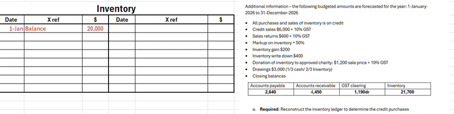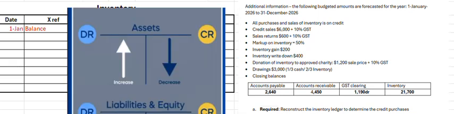Now we work through this additional information, and again, the rules of double entry come into play here. Anything that will increase the balance of our inventory, which is an asset, will be a debit entry, and it's important that we get our cross-referencing correct. Anything that decreases our inventory, which again is an asset, will be a credit entry.